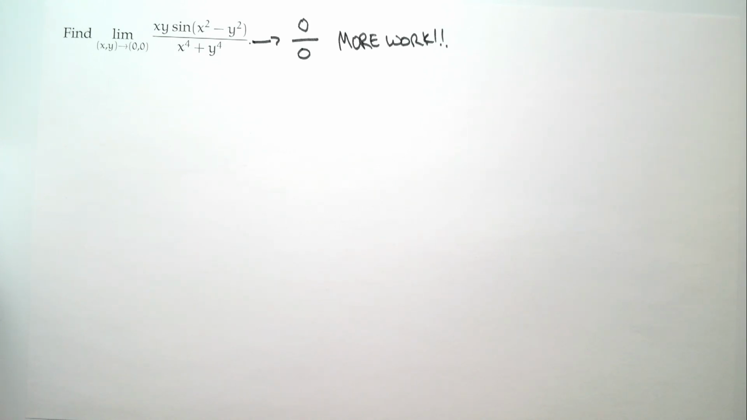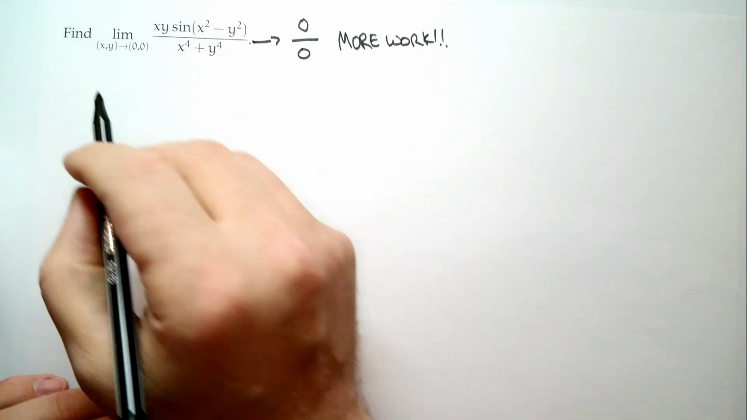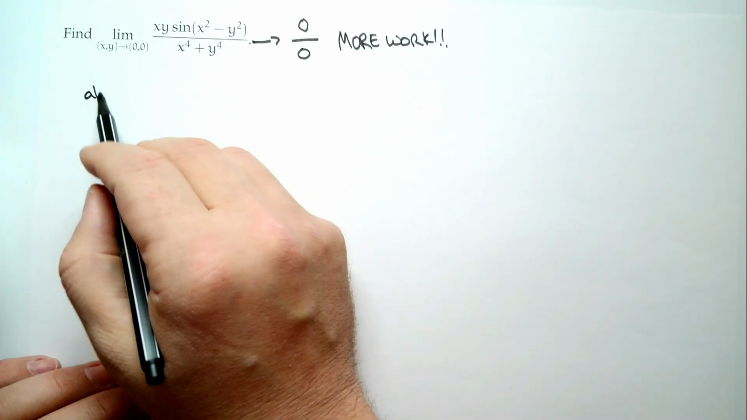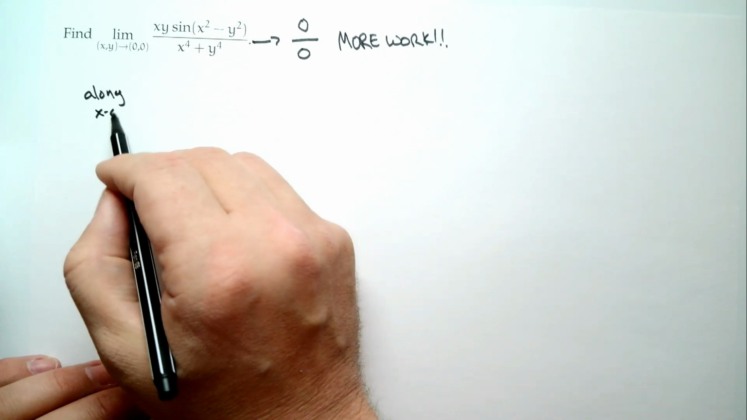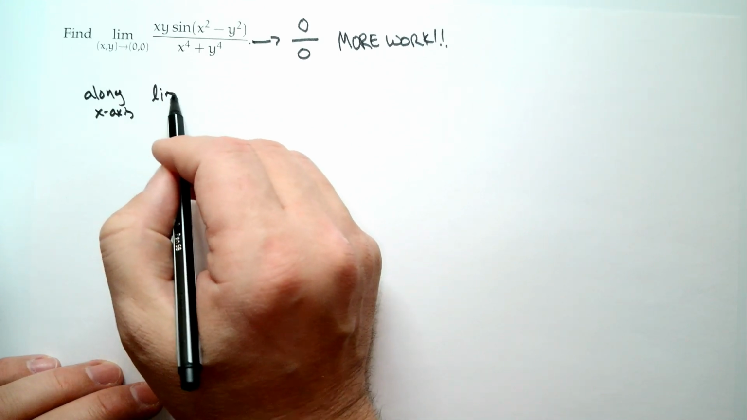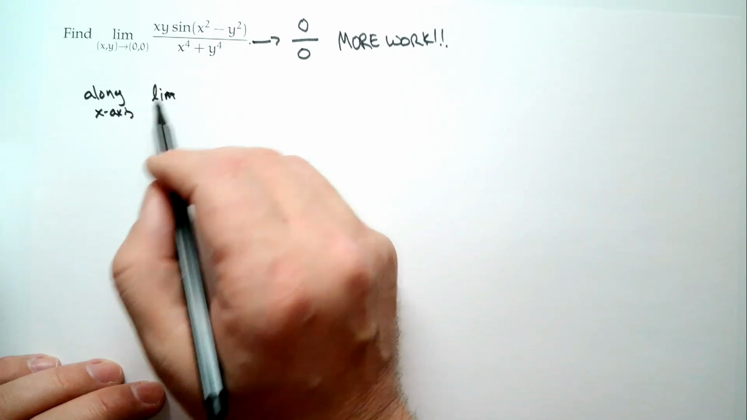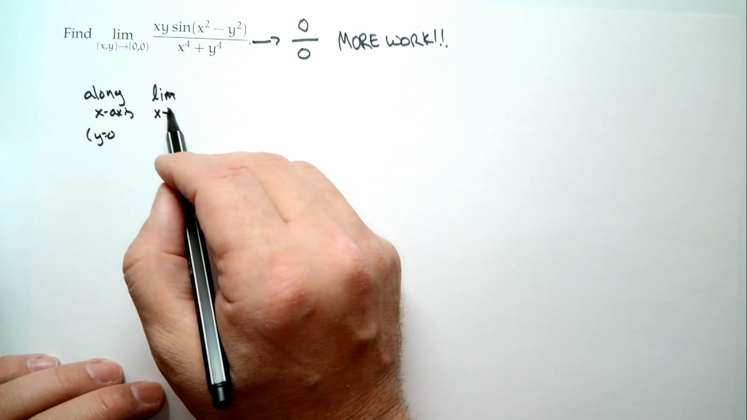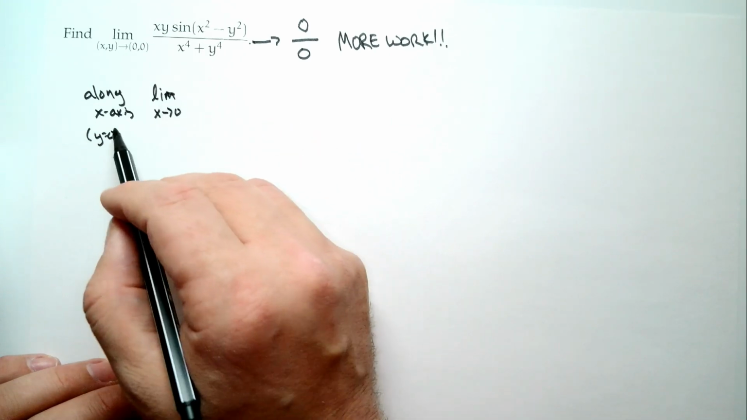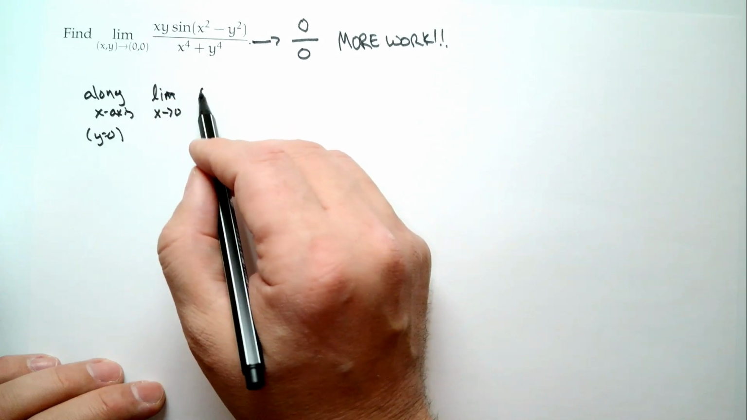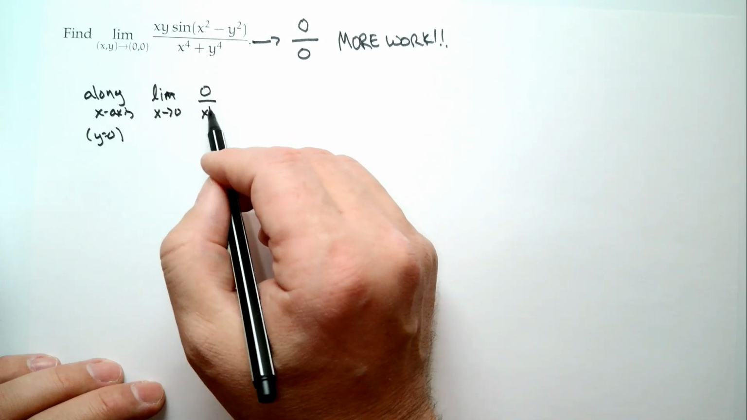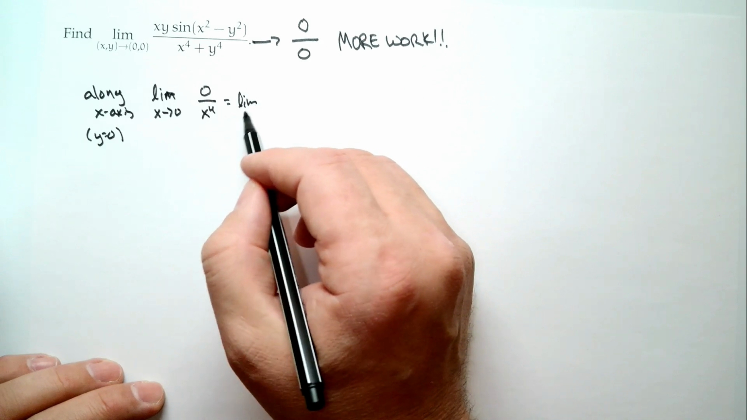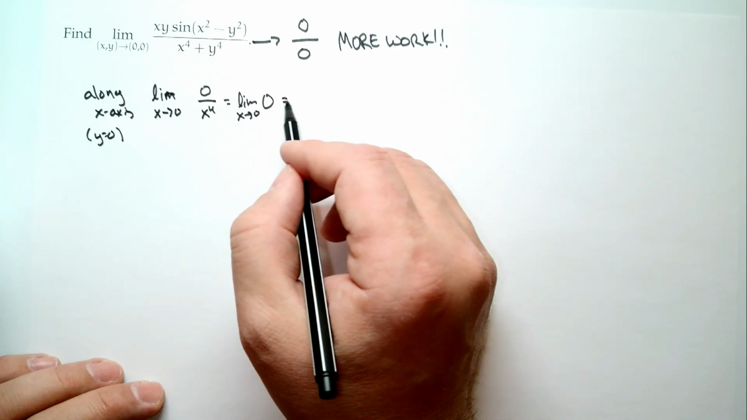How do you show something doesn't exist? Yeah, you go from multiple directions. So you start picking directions. Well, let's suppose we go along the x-axis. We just pick some direction. And the nice thing is if I'm along the x-axis, I can really say y equals 0, and I only have to look at what x does. So I'm going to say x is going to 0. And when I put in y equals 0, I'm going to get 0 on the top and x to the fourth on the bottom. But that's really the limit as x goes to 0 of 0, which is 0.